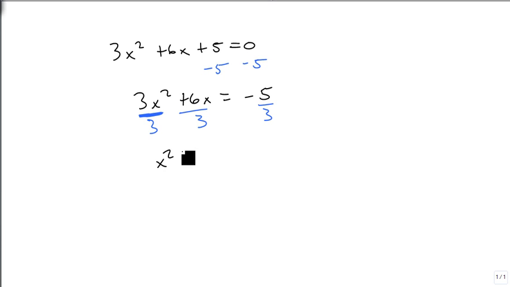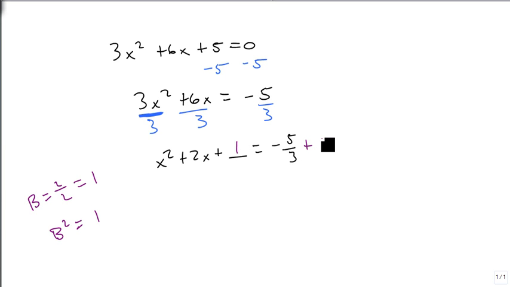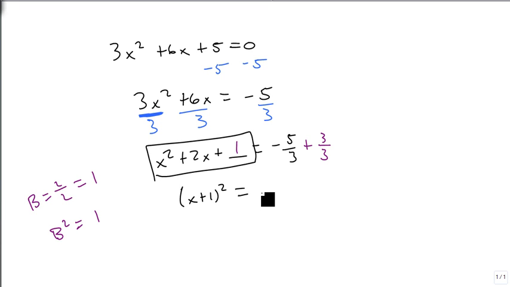So we're going to get x squared plus 2x plus blank equals minus 5/3. Now we complete the square, so we take our middle number 2. Big B is 2 divided by 2, which is 1. So b squared is also a 1. So we're going to add a 1 here, and I'm going to add a 1 here, but because it's in fraction form, I'm going to add it as 3/3. So we get x plus 1 squared, because this factors. It's now a perfect square trinomial. That's why we complete the square on it.